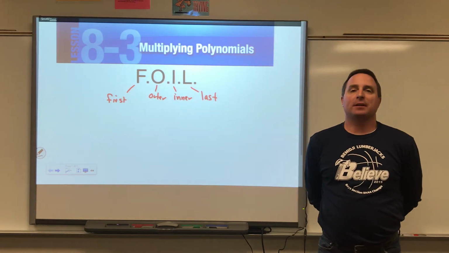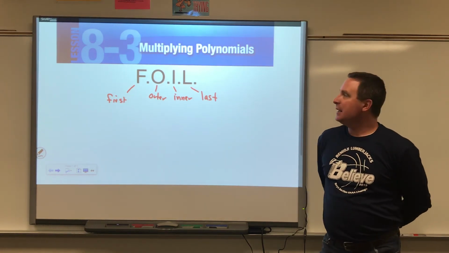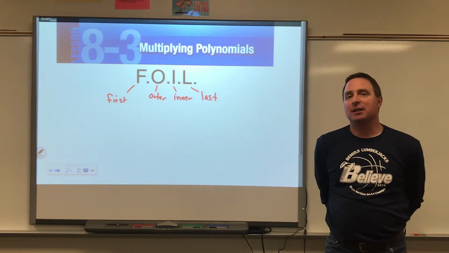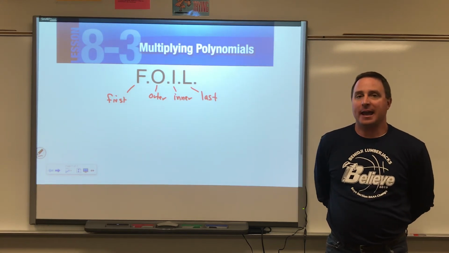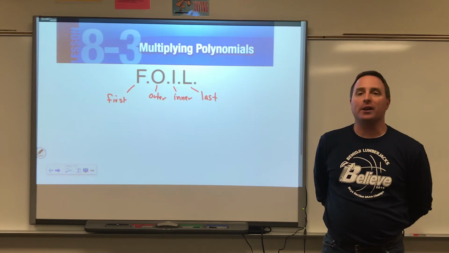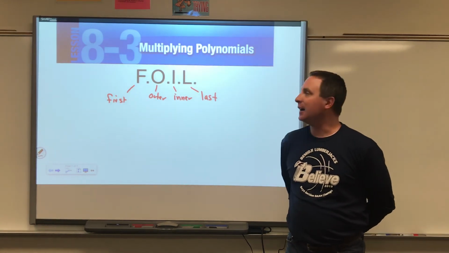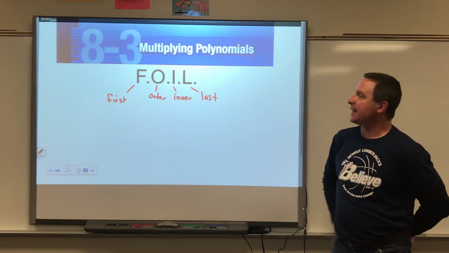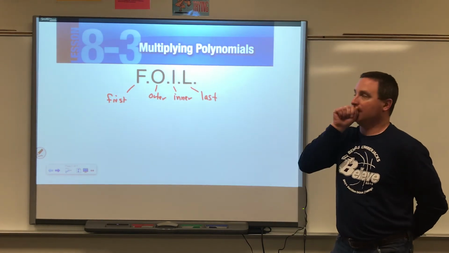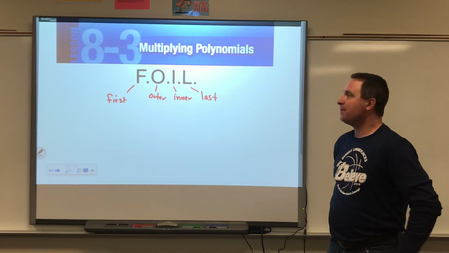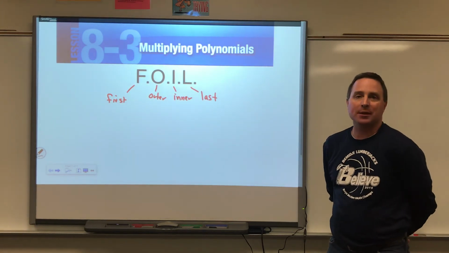About section 8.3, it's called multiplying polynomials. And this is just kind of an extension of the last lesson that we did of multiplying. And this technique today is what's called FOIL. Okay, and you'll see here in a second how this works. But what FOIL stands for is first, outer, inner, and last. And we use the FOIL method when we multiply two binomials together.